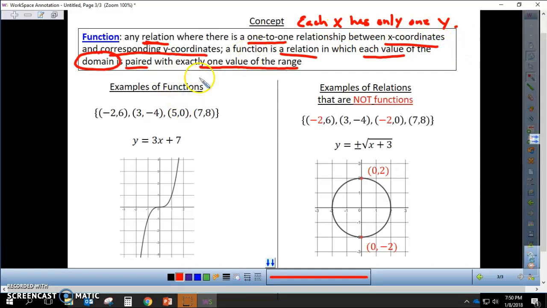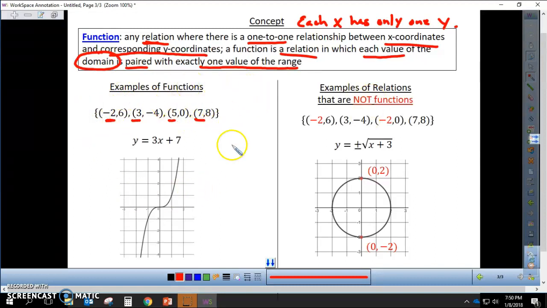So here are some examples of functions. -2, 6, 3, -4, 5, 0, 7, 8. This is a function because each x has only one y value. And the key strategy that you can use here is to look at x values and see if they repeat and if they have a different y value.